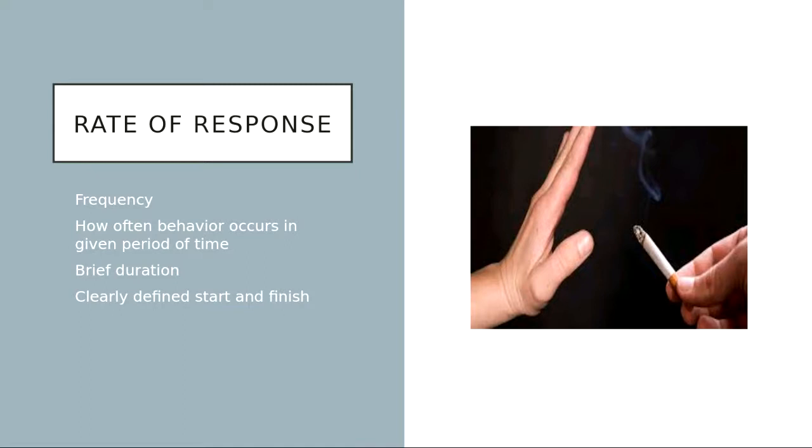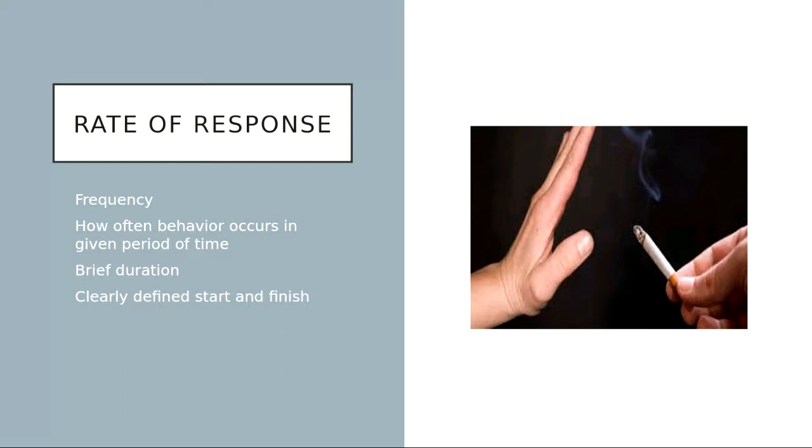The first type of measurement we'll discuss is rate of response. This is the frequency of the behavior. How often does the behavior occur in a given period of time? Examples of this would be things like, how many cigarettes do you smoke in a day? So how frequently within a day do you show the behavior of smoking a cigarette? Another example of this would be checking Instagram. How many times per day do you check Instagram?